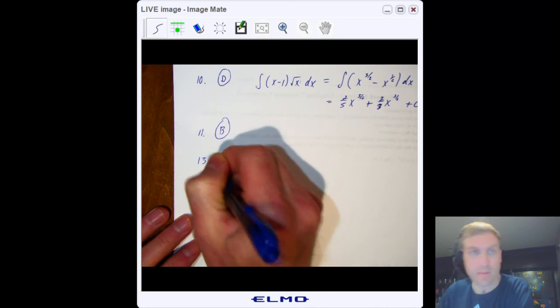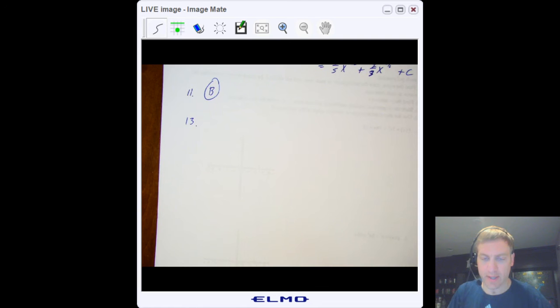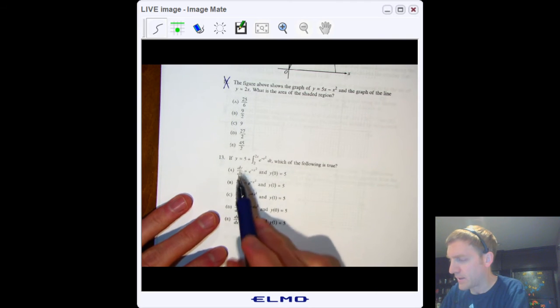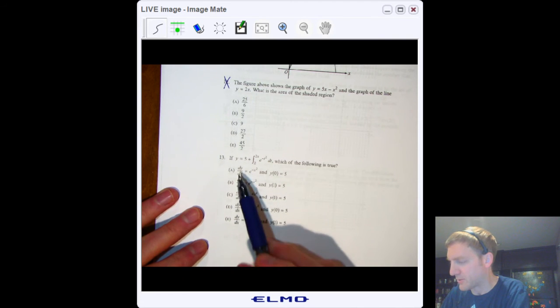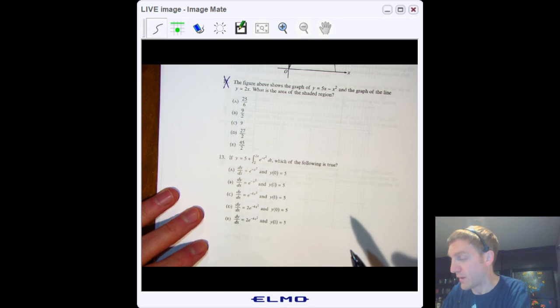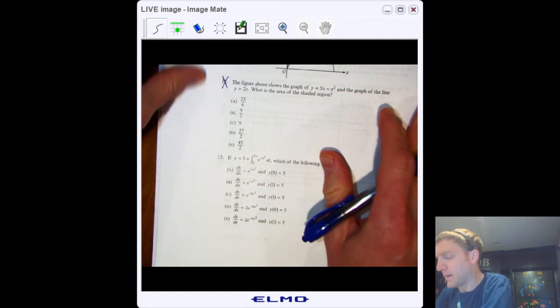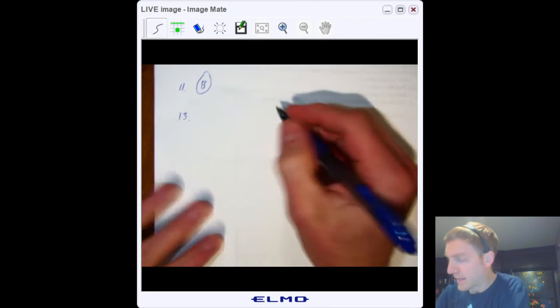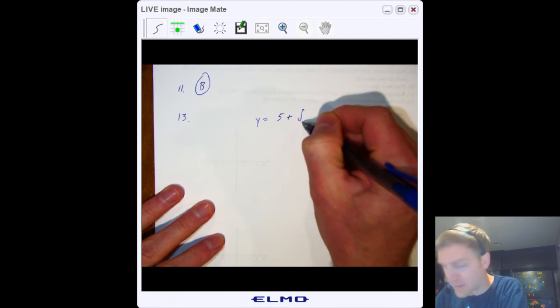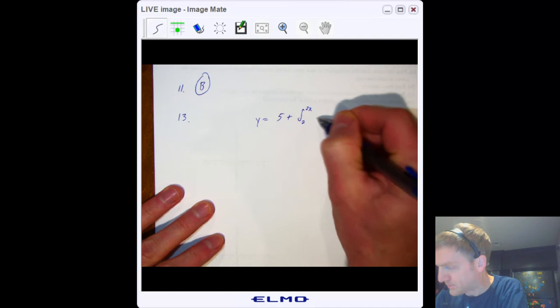All right. 12 was an area problem, so let's skip that. 13. Okay. Another difficult one. Only 4 of you got this one right. It gives you this. Which of the following is true? They ask you about the derivative and find y, and what's true of y of 0 is 5 or is y of 1 equal to 5. Okay. So that's a fundamental theorem of calculus problem, when you have to take a derivative of a function involving an integral.